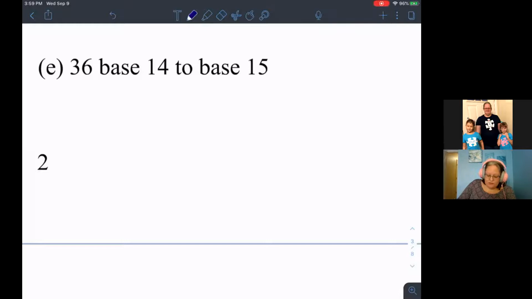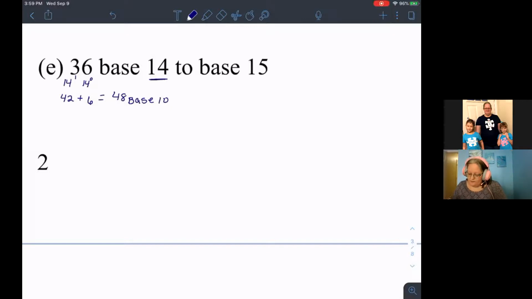First thing we need to do is multiply the powers of 14 by the 36. So 6 would be multiplied by 14 to the 0, which is 1, and 3 would be multiplied by 14 to the first power, which is 14. So 6 times 1 is 6. 14 times 3 is 42. When we add that together, we get 48 base 10, just like we did before.